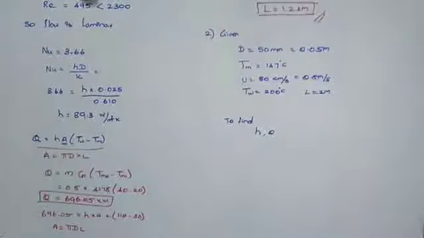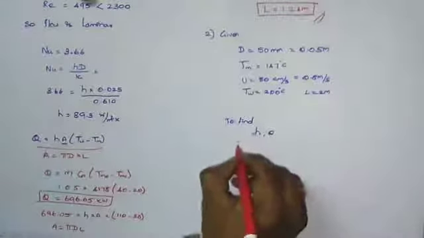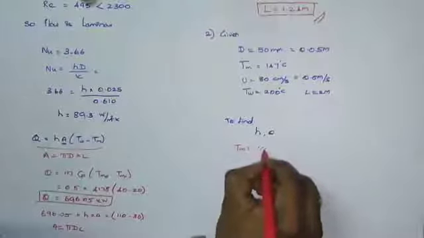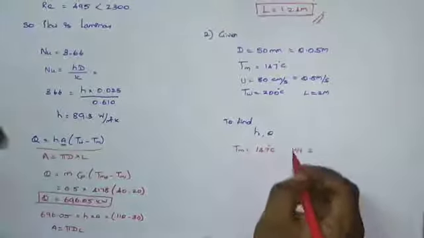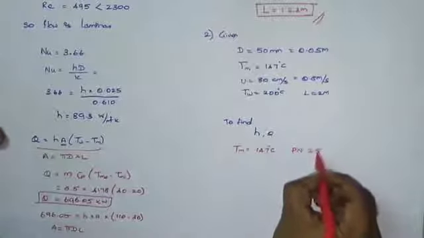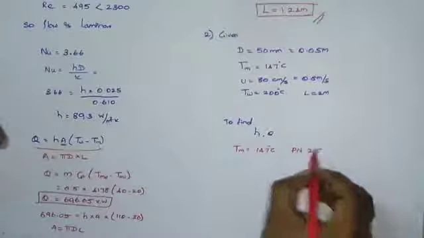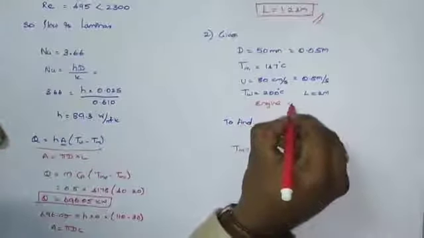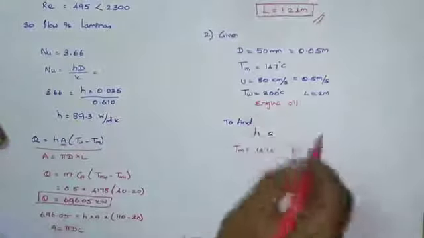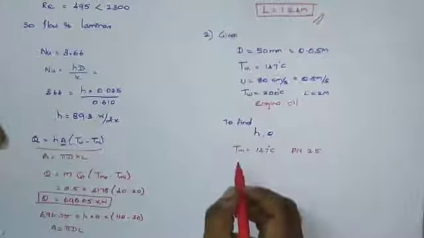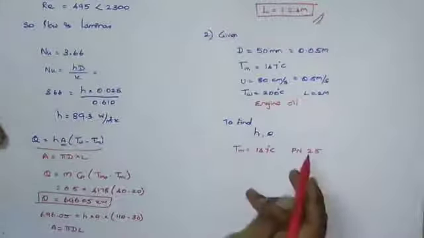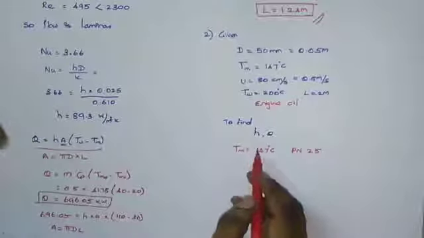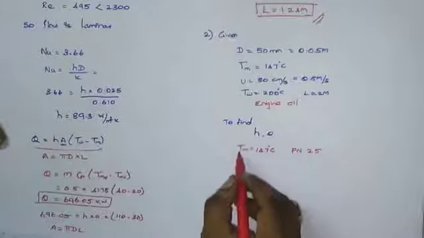Okay. In the first step, you have to find the properties. T mean temperature is given as 147 degrees Celsius. From page number 25, the properties of engine oil. Here engine oil is used, that is the flowing liquid is engine oil. So you have to take the properties of the flowing liquid, which is engine oil. In page number 25, you can find the properties of engine oil at various temperatures.